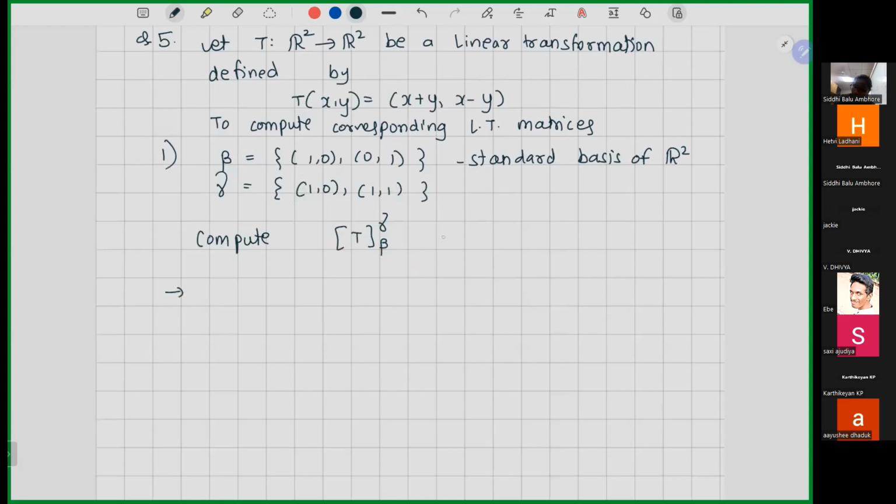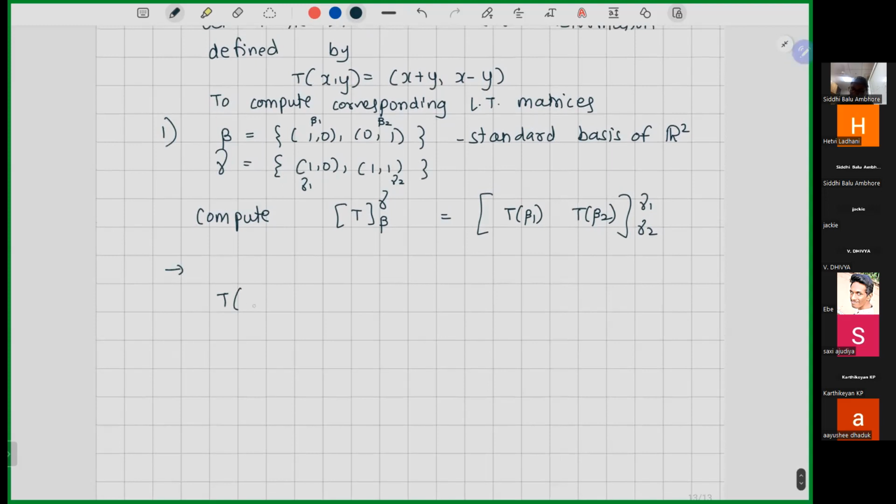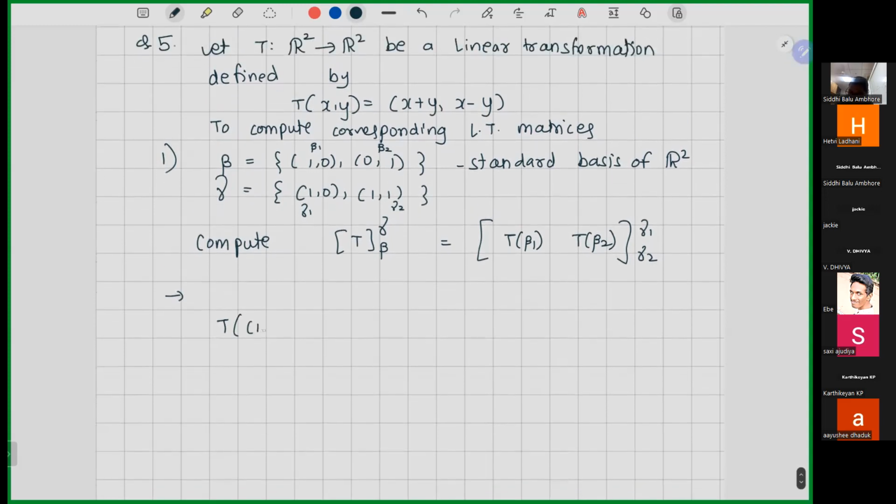So how to solve this? This T beta gamma will contain what? If I write this as beta 1, beta 2, and this gamma 1, gamma 2, then this column will correspond to T beta 1, this column will correspond to T beta 2, and the corresponding rows will have the coefficients from gamma 1 and gamma 2. So we start with beta 1. Let us compute T of 1 comma 0.